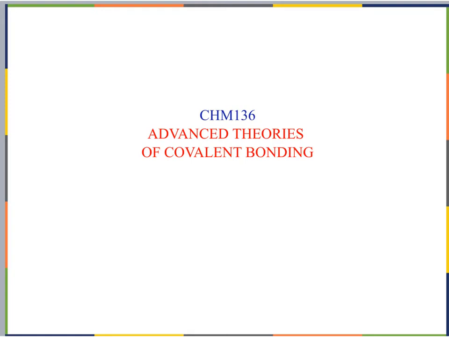This is the second part of advanced theories of covalent bonding. In this portion, we're going to talk about molecular orbital theory. The reason we need to move from valence bond theory to molecular orbital theory is because there are some properties that we just can't predict using valence bond theory. So we're going to move to molecular orbital theory.